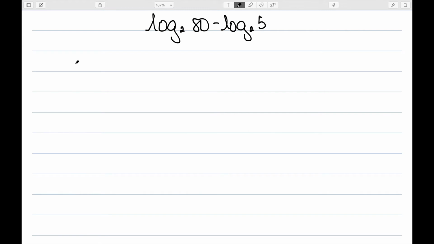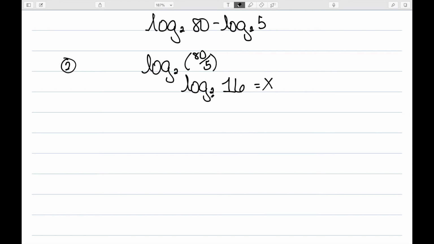Log base 2 of 80 minus log base 2 of 5. This time I'm going to use my second rule, which says if I'm subtracting, I can take the log of and then divide these two, 80 over 5. Well, 80 over 5 is 16. That gives me 2 to the x power is equal to 16. So x is equal to 4, so the value of this thing up here that I started with is 4.